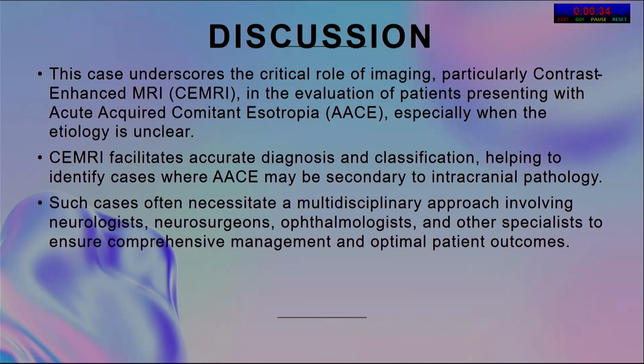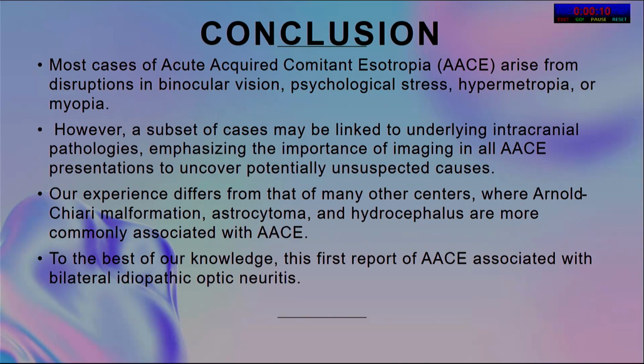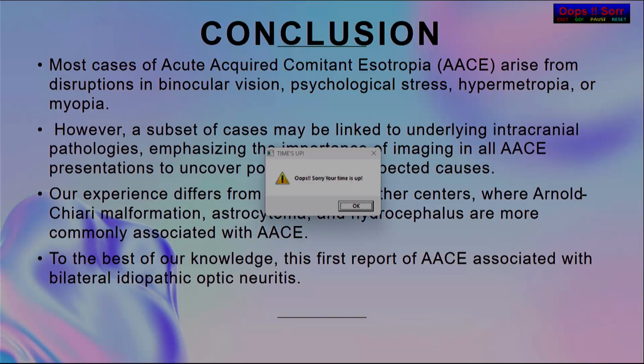Coming to the discussion, this underscores the critical role of imaging, particularly CE-MRI, in the evaluation of patients with acute acquired comitant esotropia, especially when the etiology is unclear. Such cases often necessitate a multidisciplinary approach requiring neurosurgeon, neurologist and pediatric neurologist involvement for optimal comprehensive management and patient outcome. Coming to the conclusion, our experience differs from that of many other centers where Arnold-Chiari malformation and other intracranial pathologies were mainly involved. In this case, we observed optic neuritis as the leading cause of this pathology. Okay, thank you.